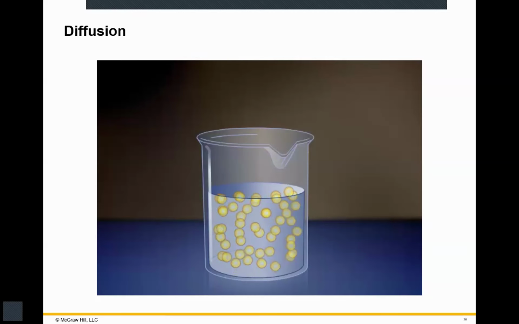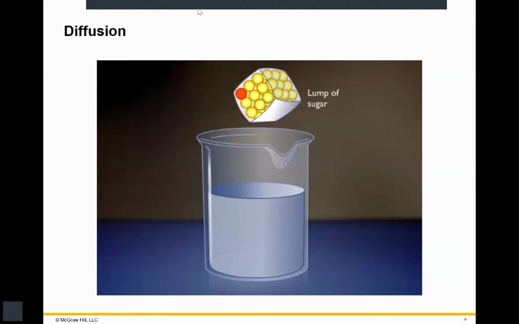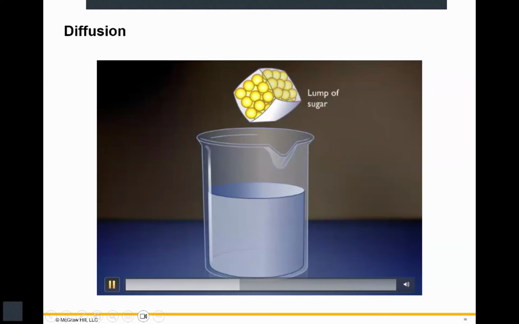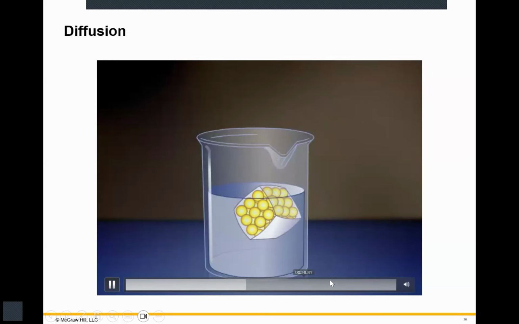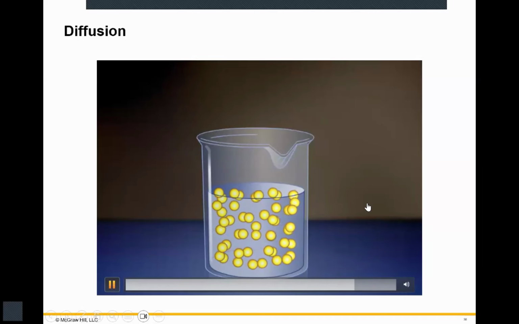Let's start with a beaker of plain water. What will happen if we now add a lump of sugar to the water? A lump of sugar is composed of many individual sugar molecules, and even as a solid lump, the individual sugar molecules are in motion.